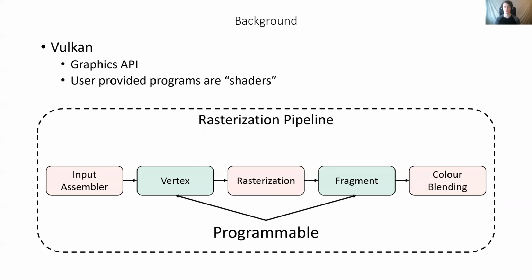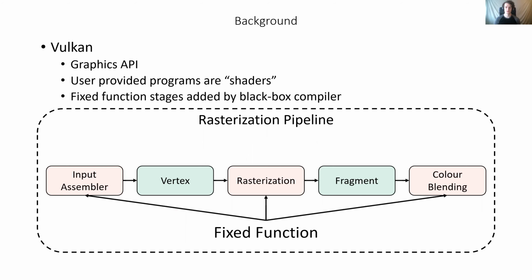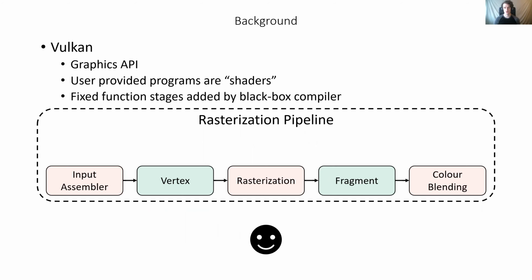So here I'm showing the rasterization pipeline, which has the vertex and fragment programmable shaders. The other stages of the pipeline are fixed function and added by the black box compiler. And typically those will be hardware accelerated to some extent. So in the rasterization pipeline, the input assembler, the rasterization stage, and the color blending stage are all fixed function. Now, conceptually, the rasterization pipeline is fairly easy to understand. There's a nice linear progression, so overall, it's pretty nice to work with.